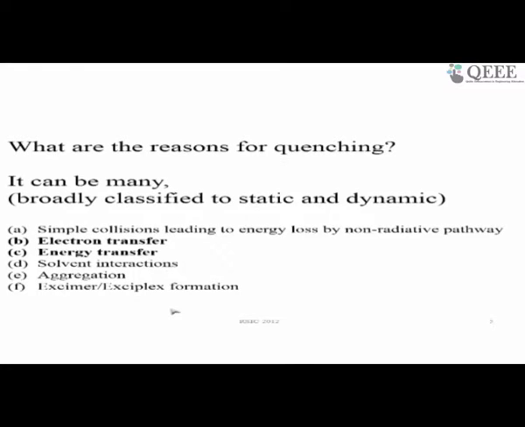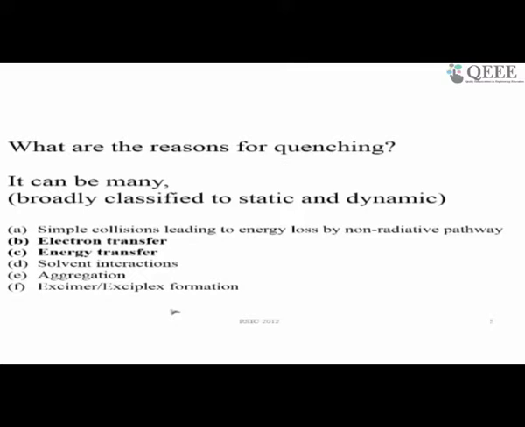Now, reasons for quenching. This we also very briefly mentioned yesterday. Even though it is broadly classified into static and dynamic, within static and dynamic there are n number of reasons for quenching. A, simple collisions leading to energy loss by heat. A quencher molecule can come and collide with a fluorophore, and that collision can exchange energy. So the fluorophore in the excited state gives energy to the quencher in the form of heat. The fluorescence is gone; it gives out the energy through a non-radiative mechanism.